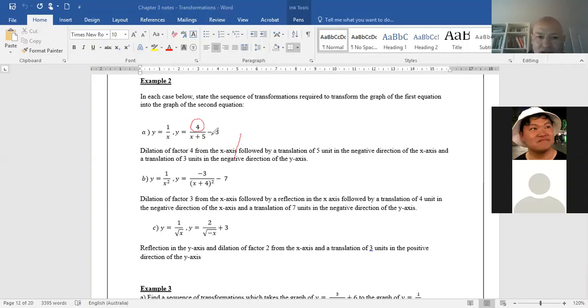Then I've got a translation of 5 units, but remember x plus 5 equals 0, so it's going to be x equals -5. So it's going to be 5 units in the negative direction of the x-axis, and then I have this -3, so this normal graph will be translated 3 units in the negative direction along the y-axis. Any questions there?